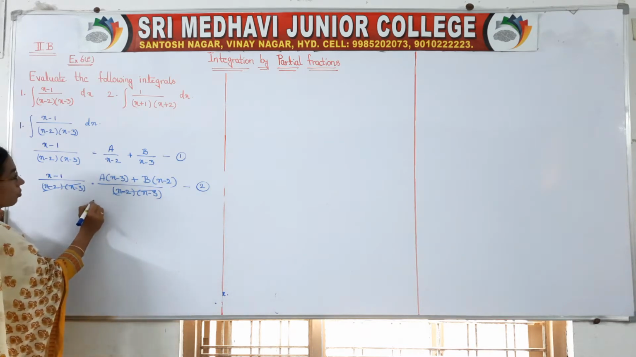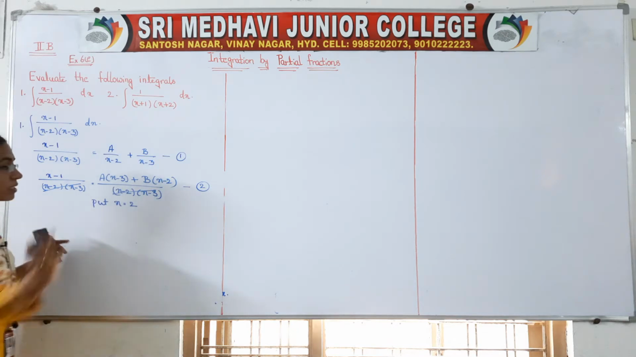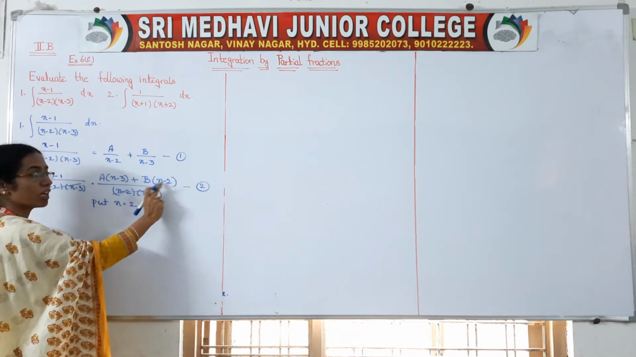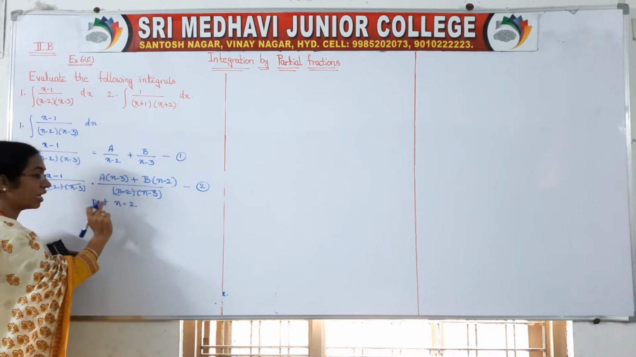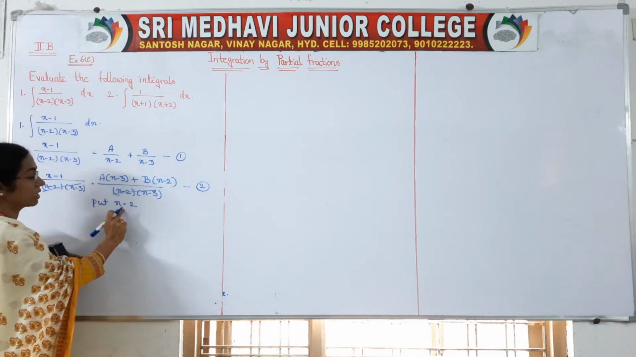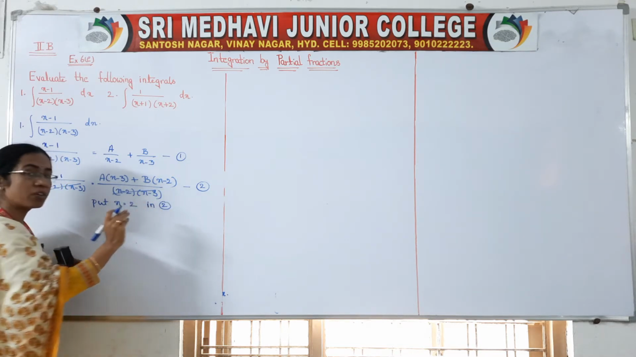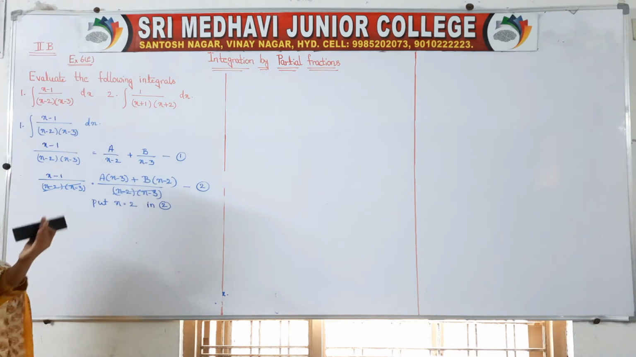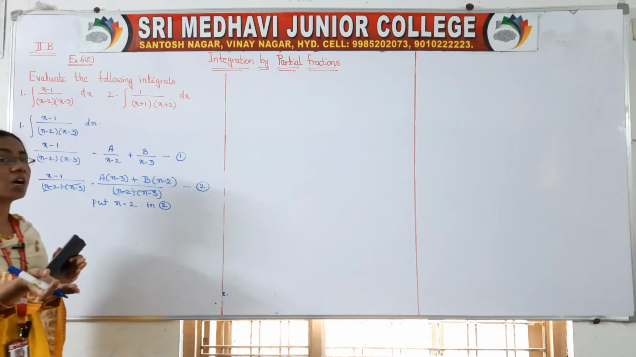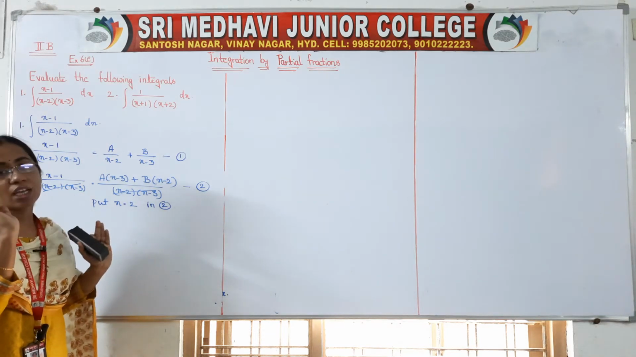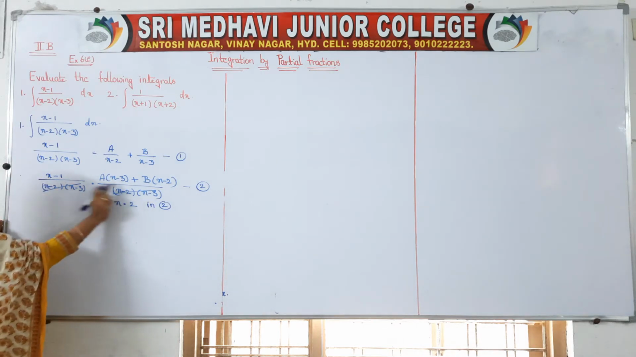So come on, put your x is equal to 2. What happens if we substitute x is equal to 2? 2 minus 2, right? 0. 0 into something is 0. You will get your A value. Like that you have to select your x value. Put x is equal to 2 in equation 2. Actually we are doing partial fraction problems now. First we have to resolve the given expression into partial fractions, then we have to apply the integral.